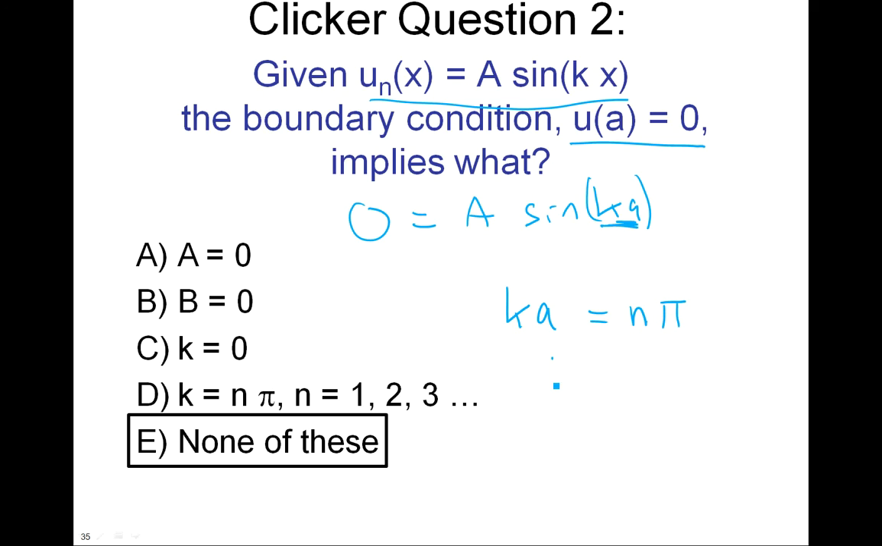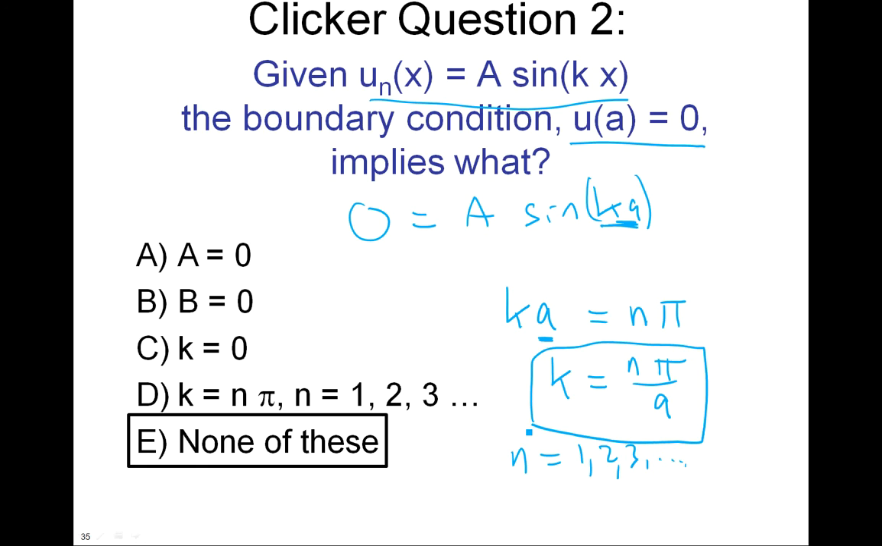And so what that does is it quantizes k. So k will be equal to n pi over a, and of course here we're saying that n is 1, 2, 3, and so on. So if you picked D, you were close, you just were forgetting this a here. And so this is our condition now that quantizes our problem.